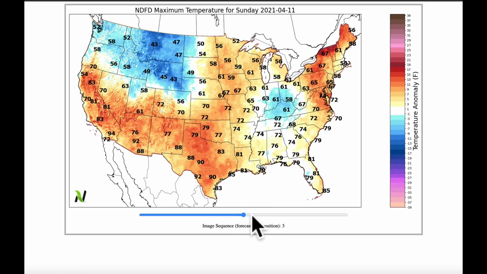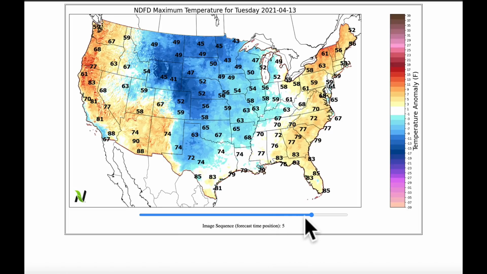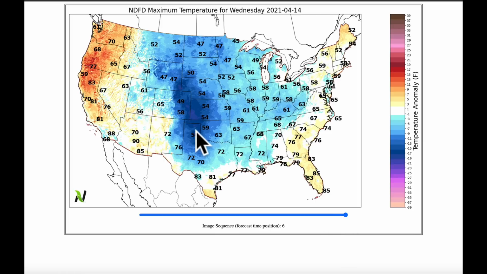And then as we go into next week, this is the cool down that I underestimated. There's Monday's high temperatures compared to normal, and Tuesday and getting into Wednesday. So we're going to go from the 90s here in Texas down into the 60s and 70s, and we're going to be quite cool along here in the high plains in our hard red winter wheat belt.